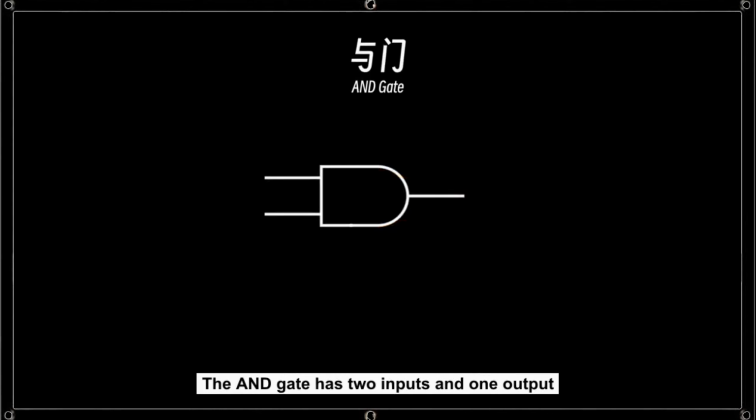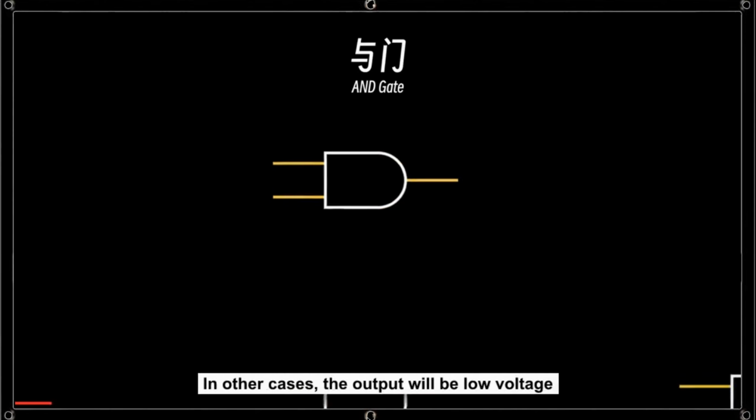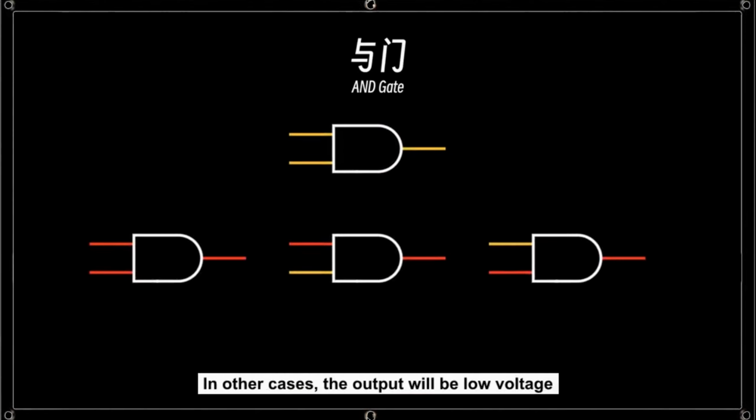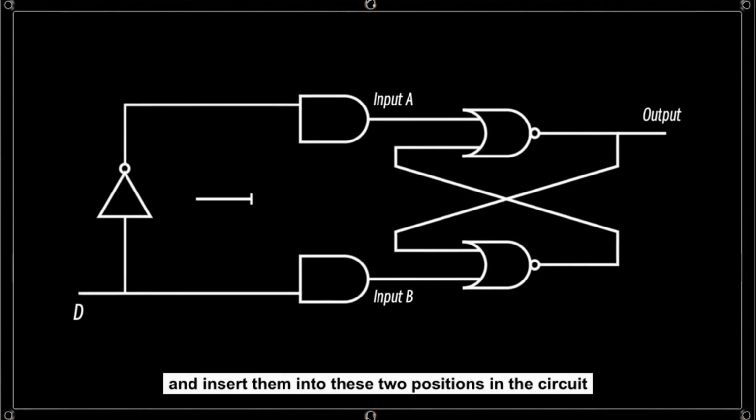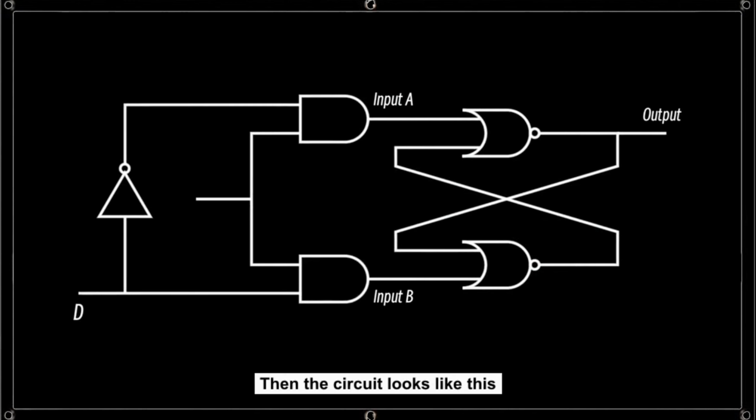The AND gate has 2 inputs and 1 output. Only when both inputs are high voltage will the output be high voltage. In other cases, the output will be low voltage. Take 2 AND gates and insert them into these 2 positions in the circuit. Then the circuit looks like this. We can see that after this modification, we have an additional input. So what is this input used for?